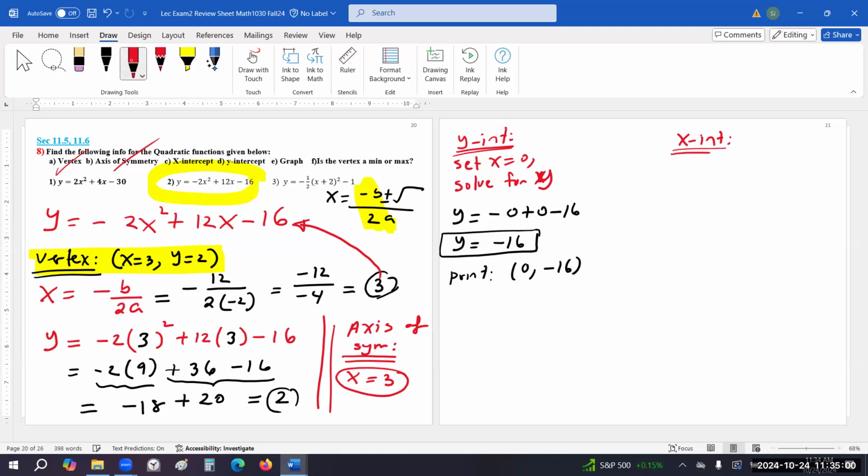Let's find the x-intercept here. How do you find the x-intercept? We set y to 0 and we solve for x. So we have negative 2x squared plus 12x minus 16 equals 0.